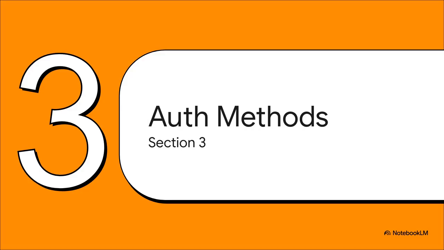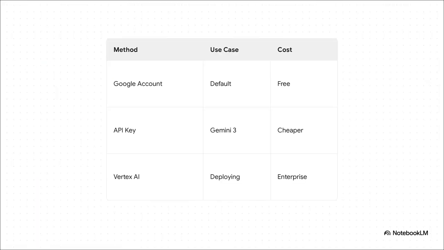All right, Section 3, 3 authentication methods. Let's talk about what happens when you run that auth command for the very first time. So, the terminal is going to present you with 3 distinct login options. The first one is just your standard Google account. This is the default, recommended starting point mostly because it's completely free and it gives you a ton of usage with the Gemini 2.5 model. Option 2 is an API key, which you'd grab from Google AI Studio.